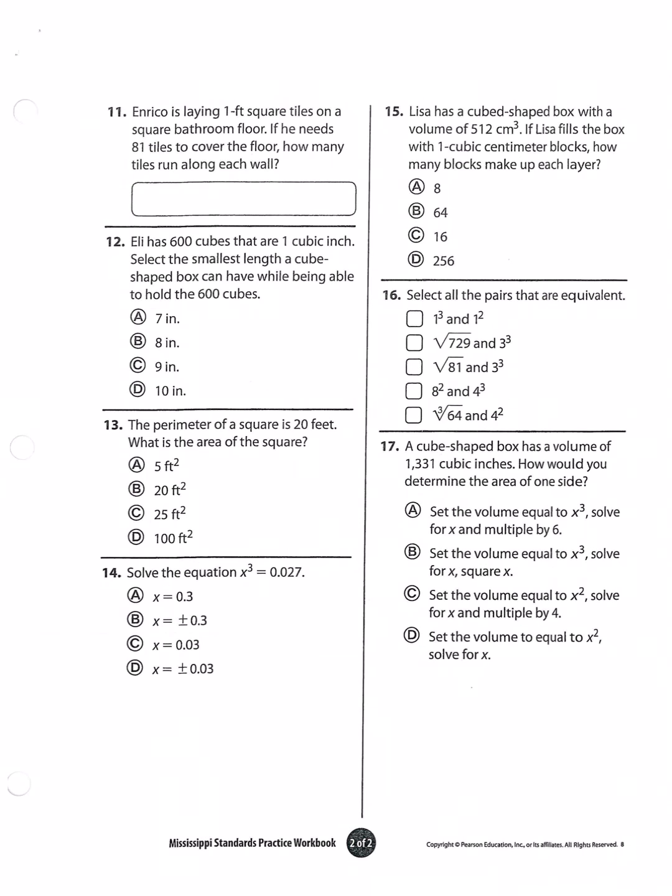Okay, number 11, Enrico is laying 1 foot square tiles on a square bathroom floor. If he needs 81 tiles to cover the floor, how many tiles run along each wall? Square root of 81 would be 9.